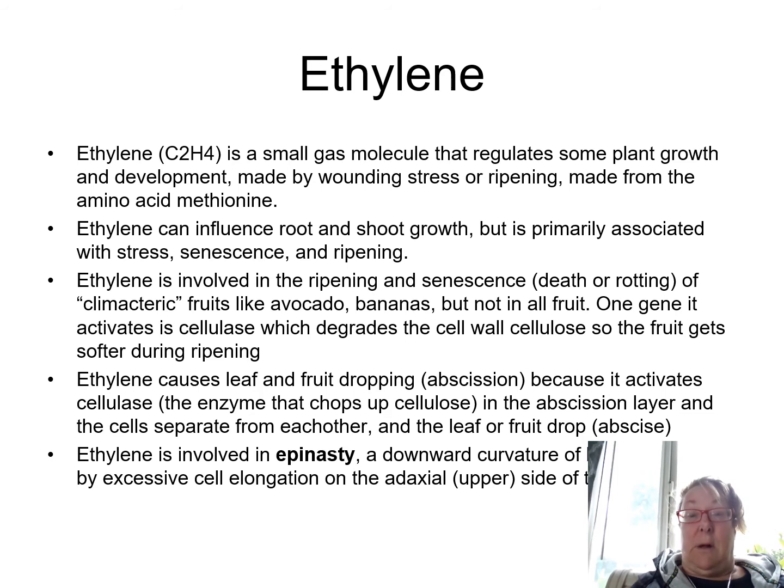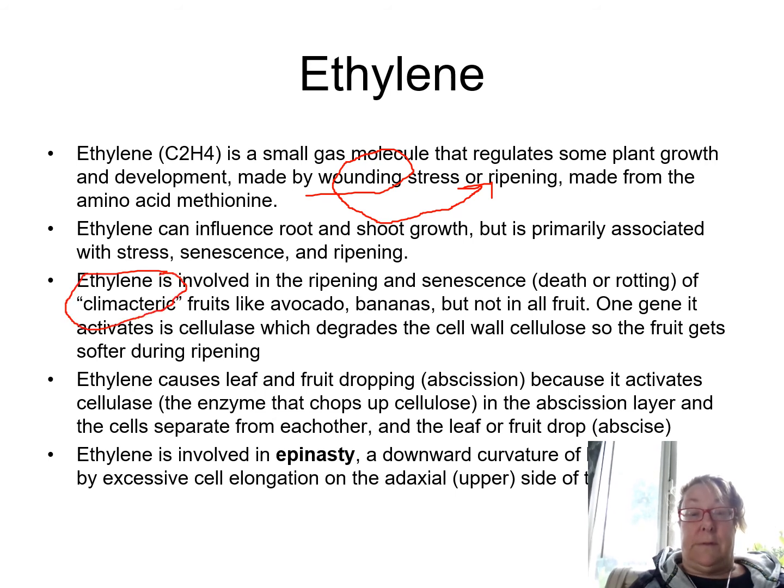Ethylene is a small molecule. It's also produced by burning, so trees around burning gas lamps can lose all their leaves. Also, if you drop a fruit, it will wound the plant, and that will lead to ripening. It's made by mevalonic acid. It causes ripening of climacteric fruit.